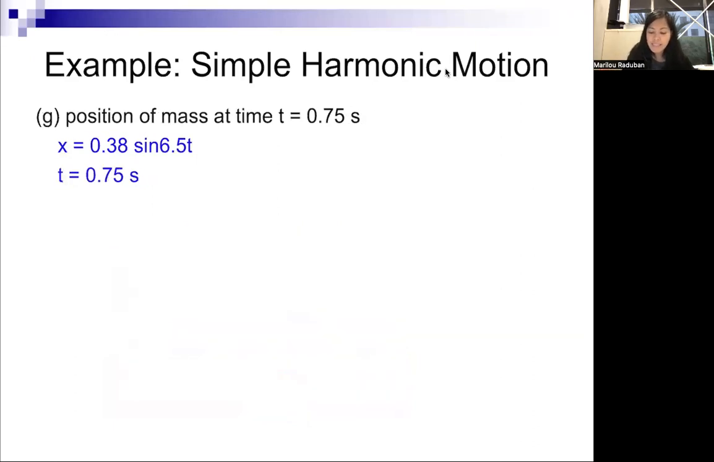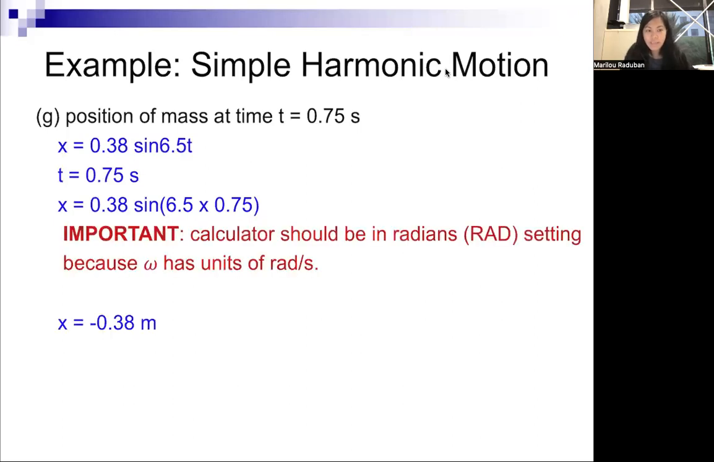And the position of the mass at time t equals 0.75 seconds. Okay, so this is now the calculation that Willow did earlier using this equation here, but this time the time is specified to be 0.75 seconds. So time t should be substituted with 0.75, and you carry out the calculation. You should get negative 0.38.